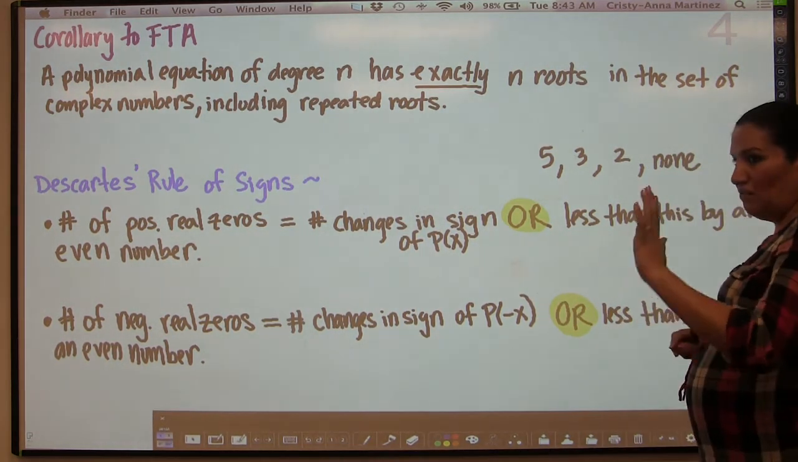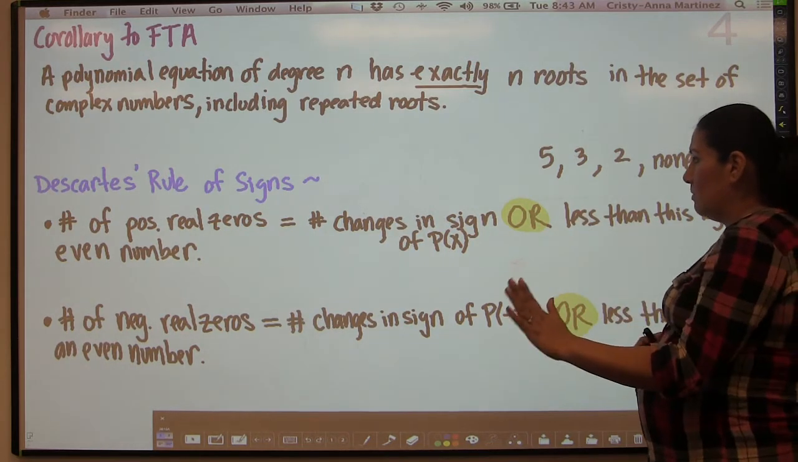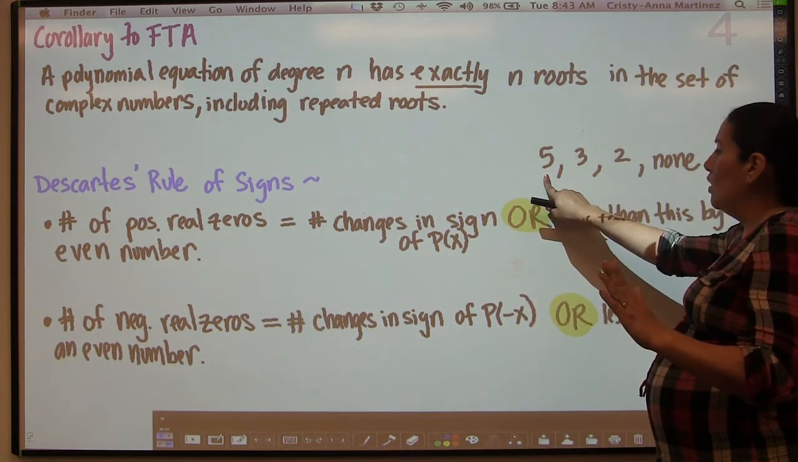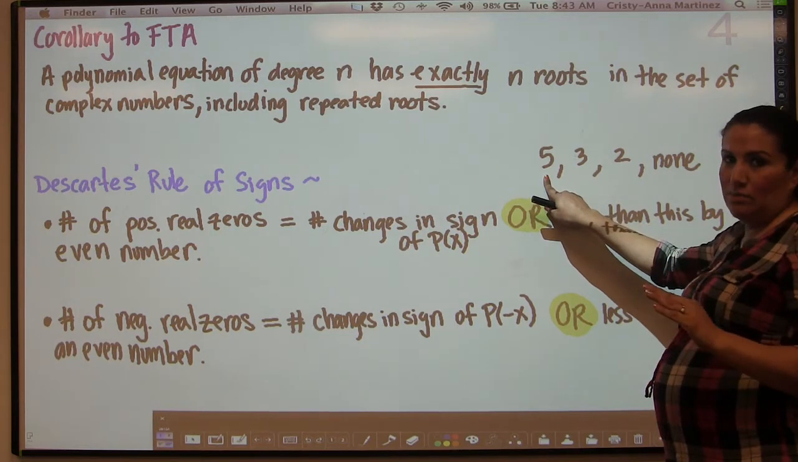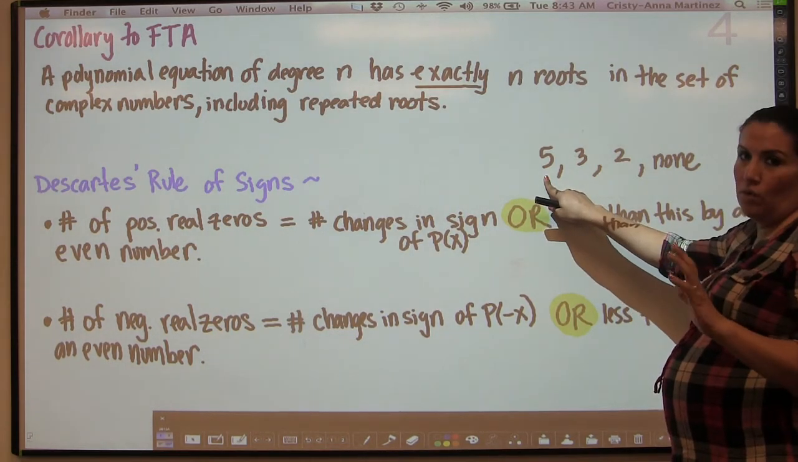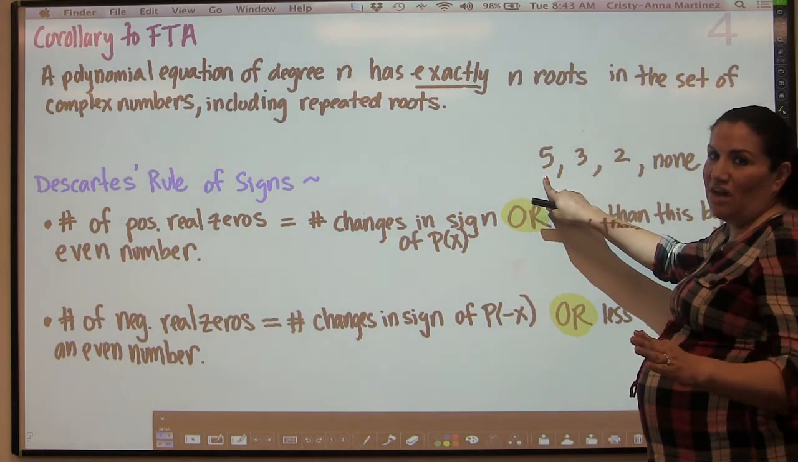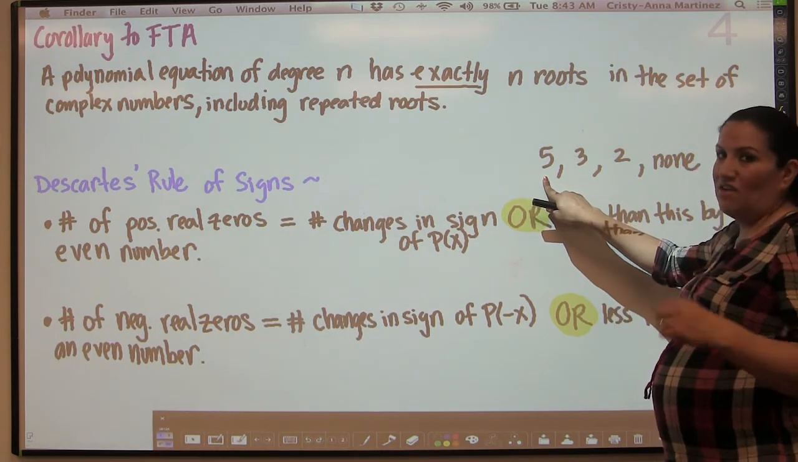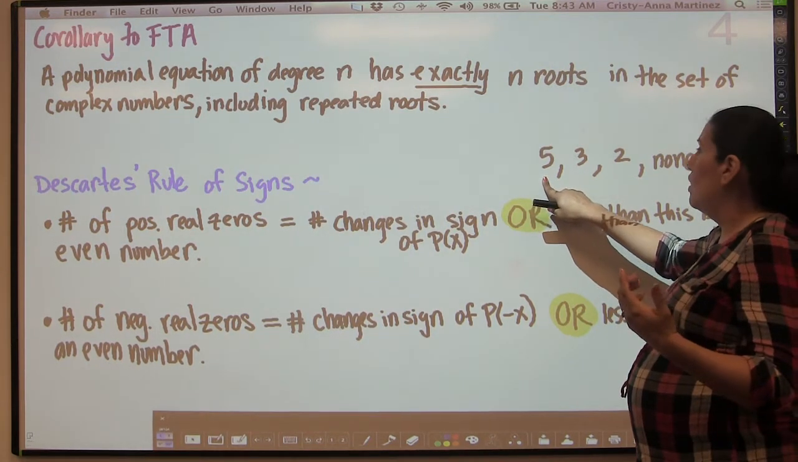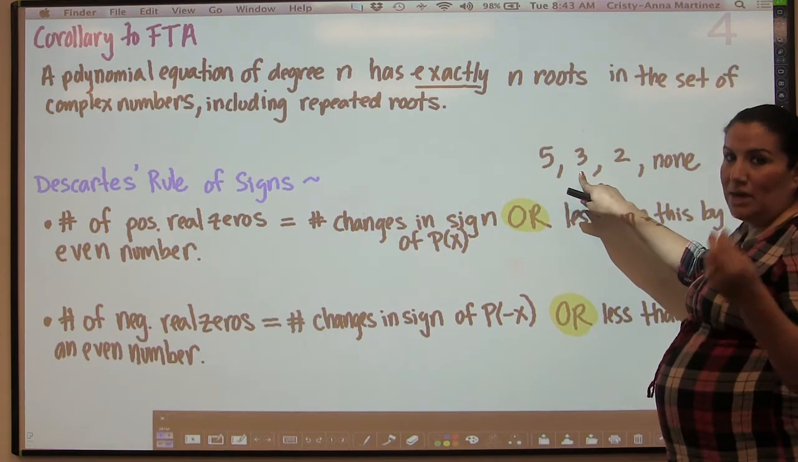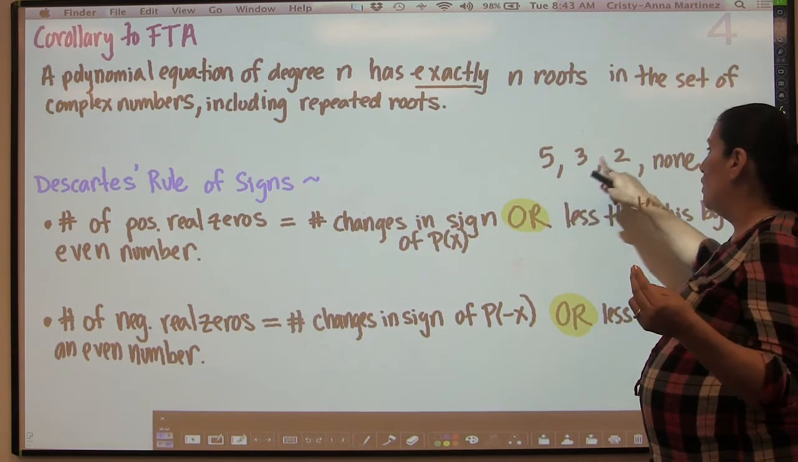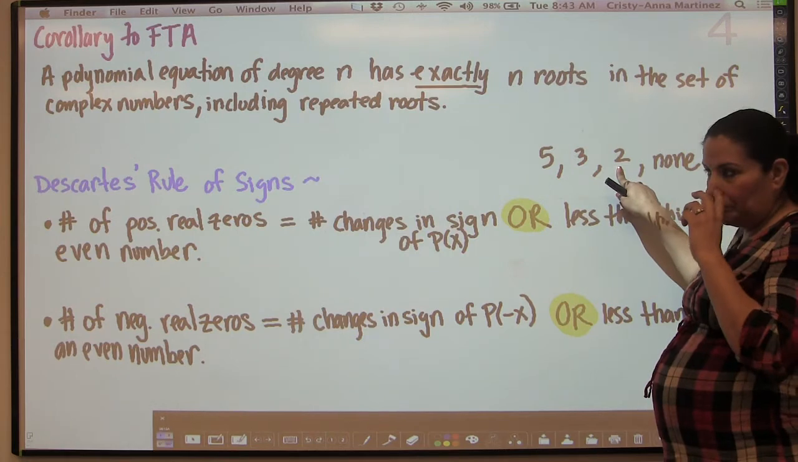Because you start with the 5, so it's either equal to the number of sign changes, either equal to 5, or less than 5 by an even number. So you can't have 4, because 4 is not less than 5 by an even number. 4 is less than 5 by 1, and 1 is not an even number. 3 is less than 5 by 2, and 2 is an even number.